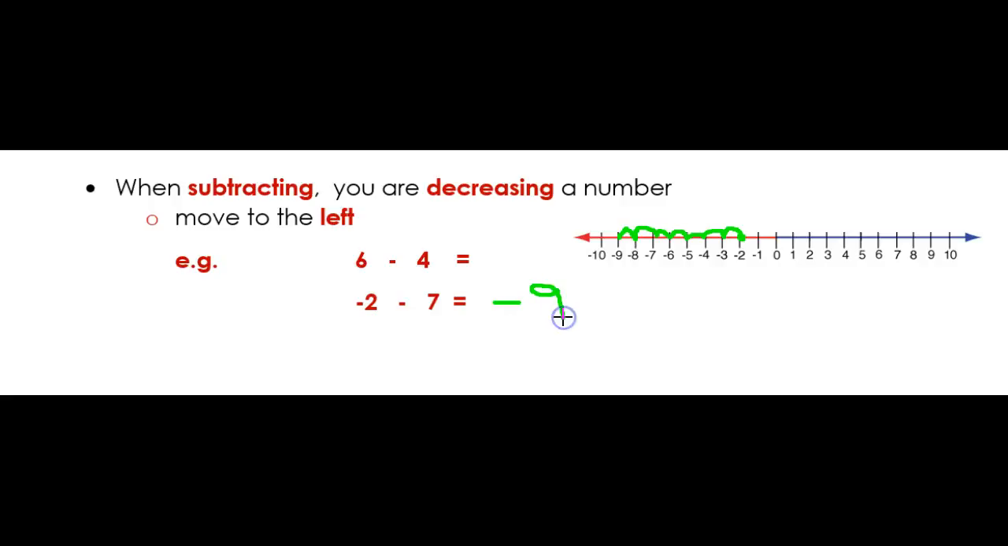Let's think about that in terms of temperature. If it's -2 degrees outside and the temperature goes down by 7 more, I'm going to be at -9 degrees. Hopefully that made sense.